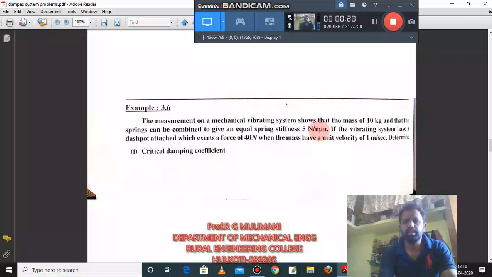You convert it to Newton per meter, so it is 5000 Newton per meter. Mass is given, stiffness is given. The vibrating system has a dashpot attached which exerts a force of 40 Newton when the mass has an initial velocity. I already told you, if damping force and velocity are given, then you will get the damping coefficient by using F is equal to C x dot.